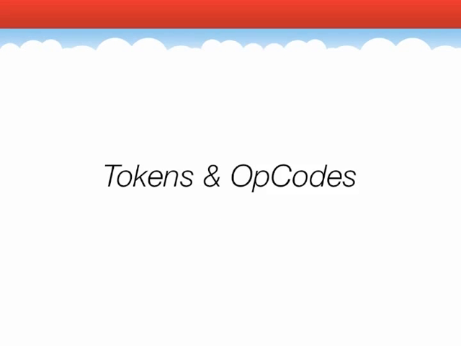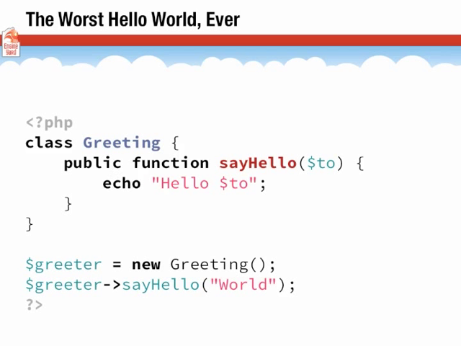I have mentioned two different representations of your code seen during the execution lifecycle, tokens and opcodes. To explore these further, I'd like to start by showing you what I consider to be the world's worst hello world. This is obviously an over-engineered hello world, but we are doing something very simple in a complex way to effectively explore the parsing and compilation process more.